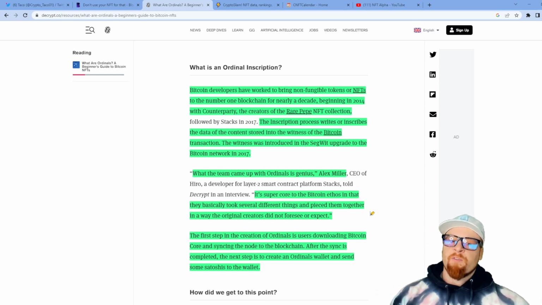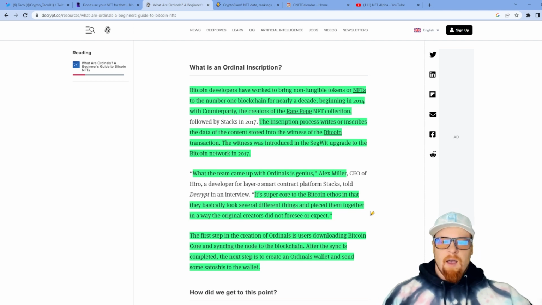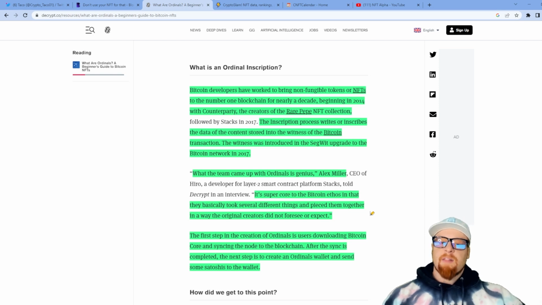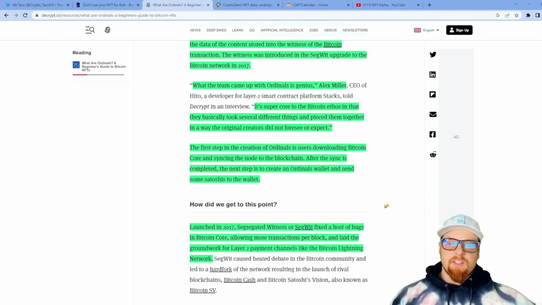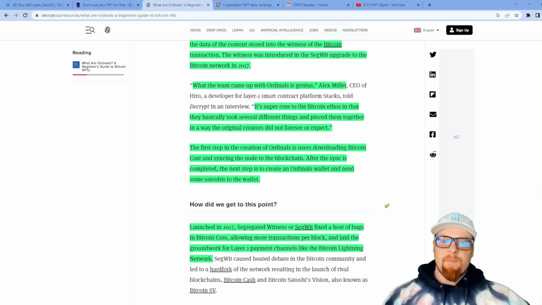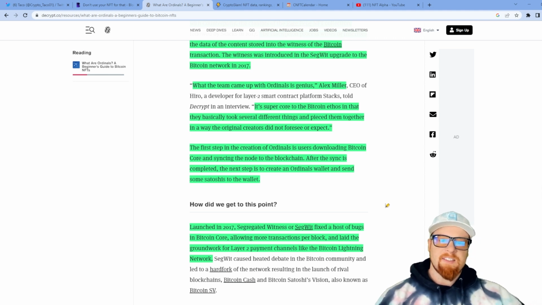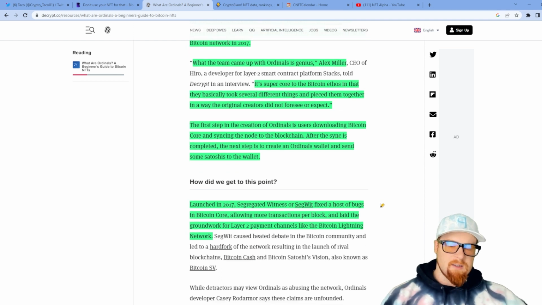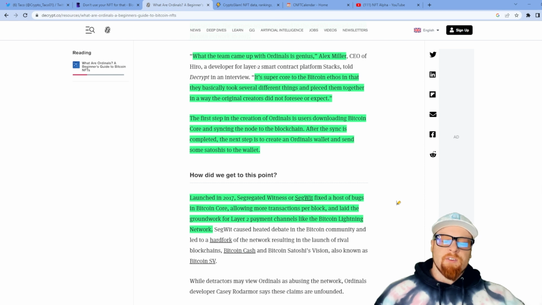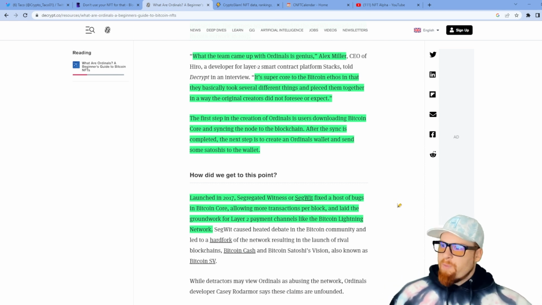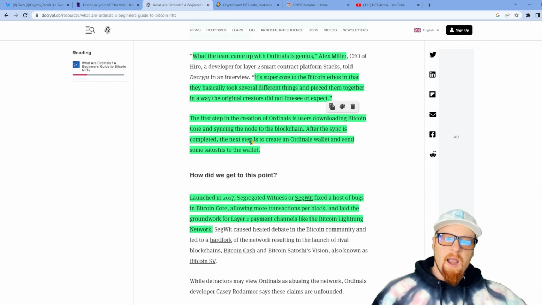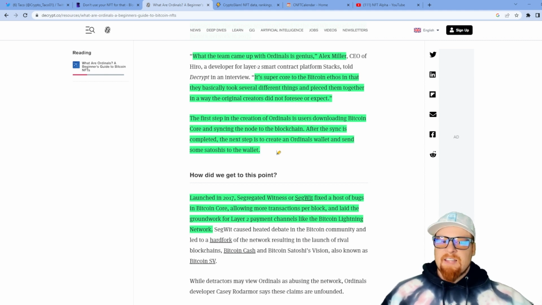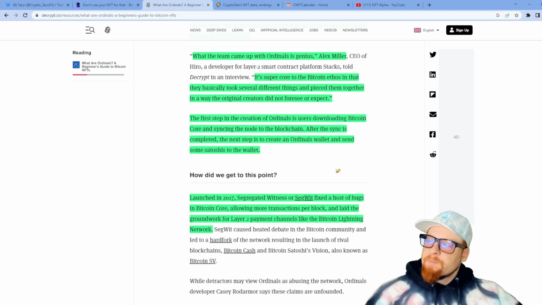"What the team came up with, ordinals, is genius," says Alex Miller, CEO of Hiro, a developer for layer two smart contract platform Stacks. "It's super core to the Bitcoin ethos in that they basically took several different things and pieced them together in a way the original creators did not foresee or expect." The first step in the creation of ordinals is users downloading a whole Bitcoin network, which is the Bitcoin Core, and syncing the node to the blockchain. After the sync is completed, the next step is to create an ordinals wallet and send some Satoshis to it.